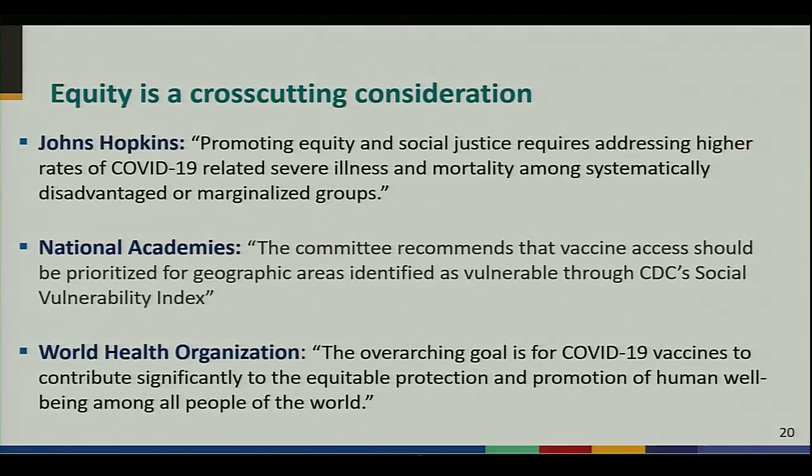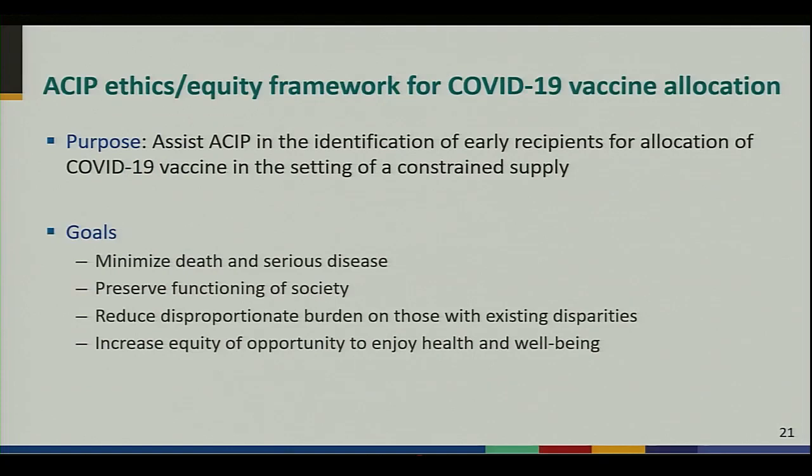Equity has been considered as a cross-cutting theme of all 3 of the frameworks reviewed previously. Hopkins discussed the importance of promoting equity and social justice. The National Academies discussed using CDC's Social Vulnerability Index, which was just presented. And the WHO stated that these vaccines should contribute to equitable protection of people around the world. Next slide. In that line, ACIP has proposed an ethics and equity framework for COVID-19 vaccine allocation. The purpose of this framework is to assist ACIP in the identification of early recipients for allocation of COVID-19 vaccine in the setting of constrained supply.